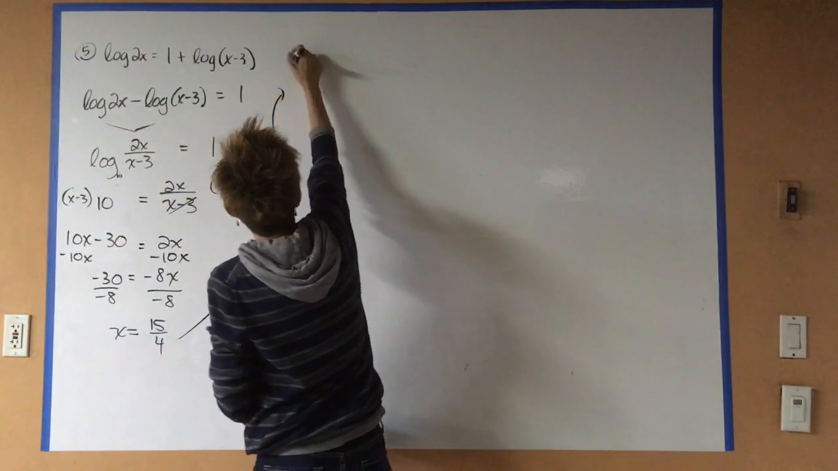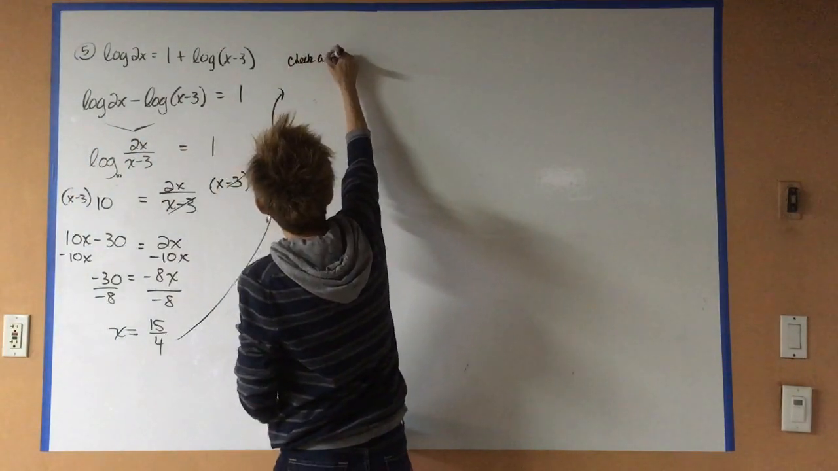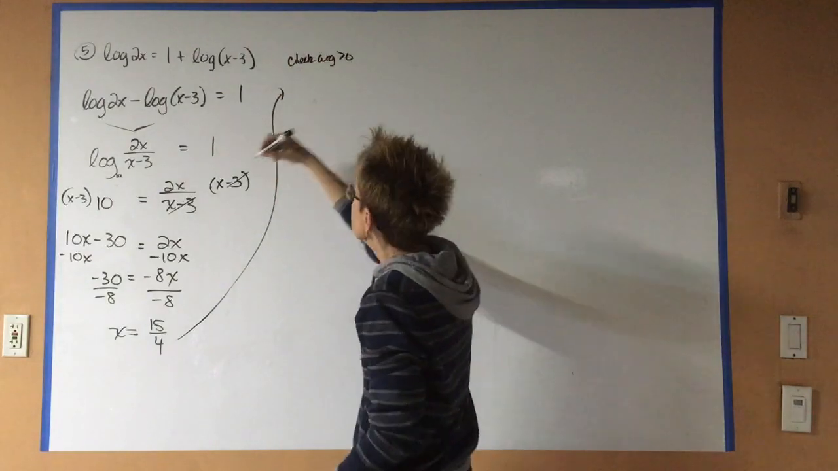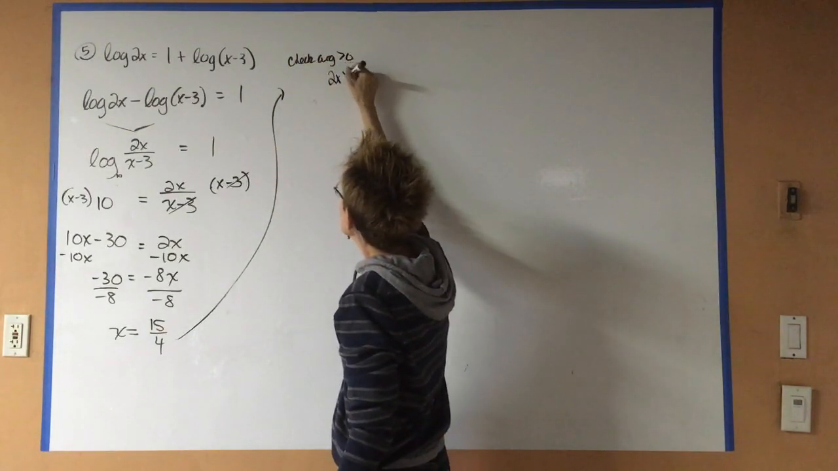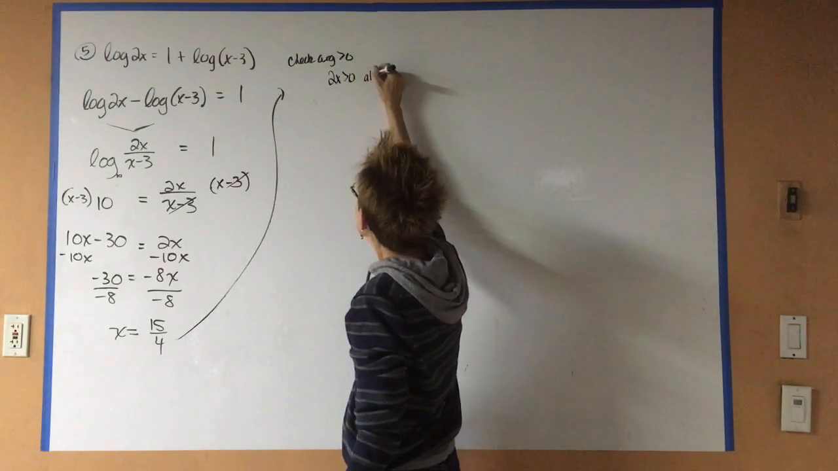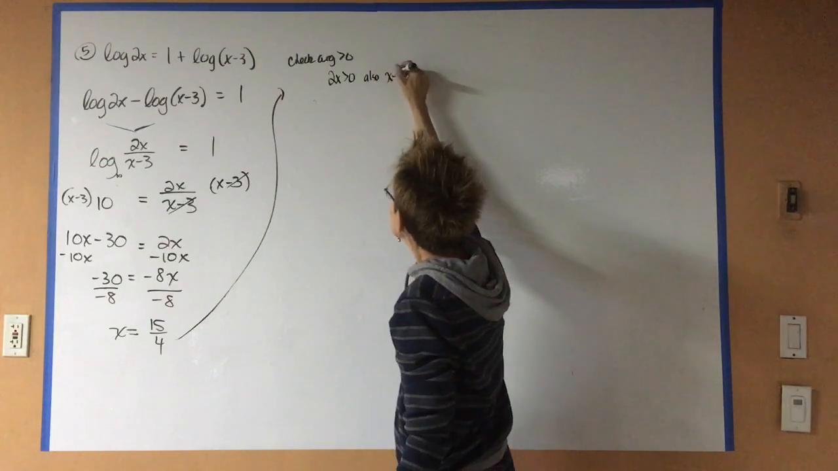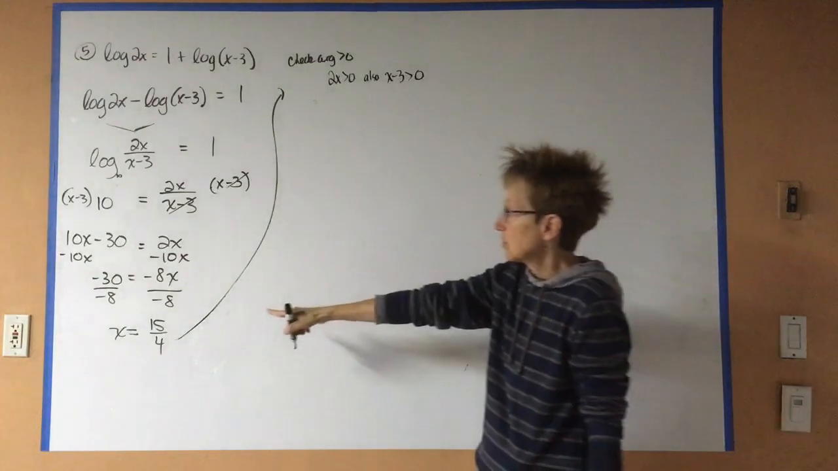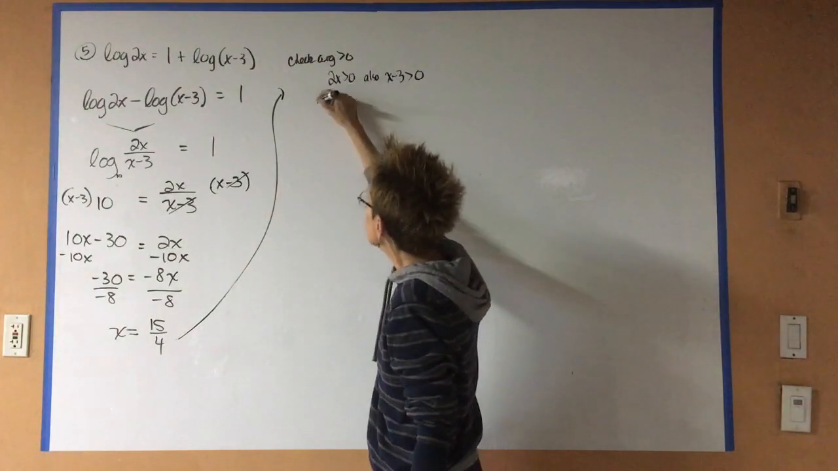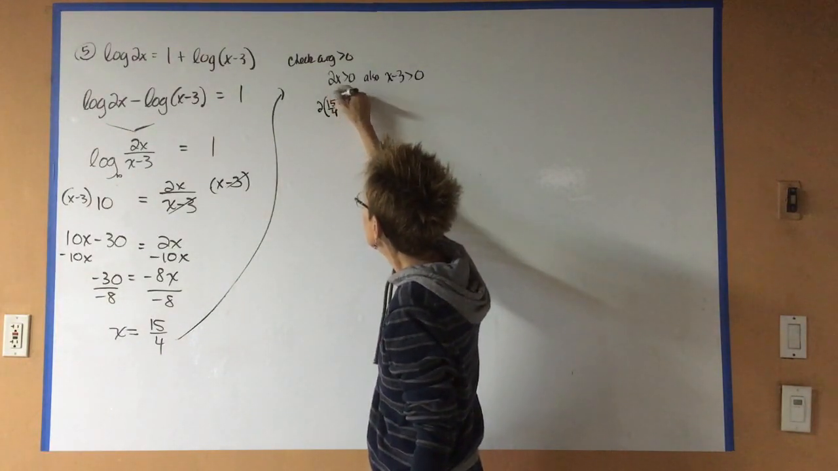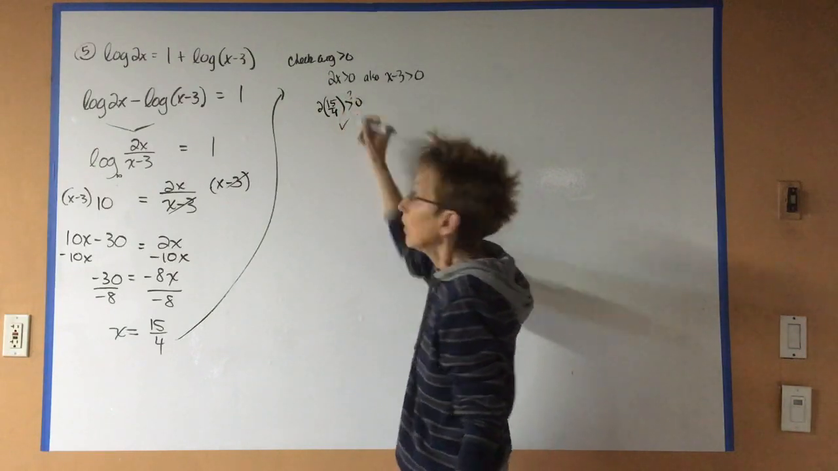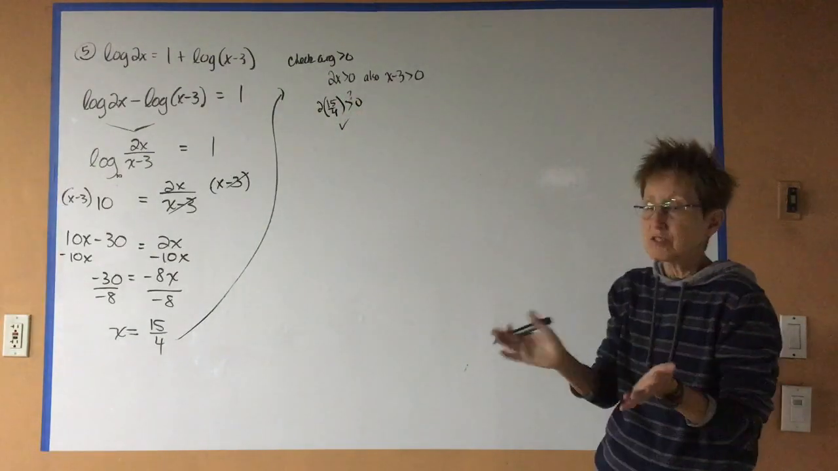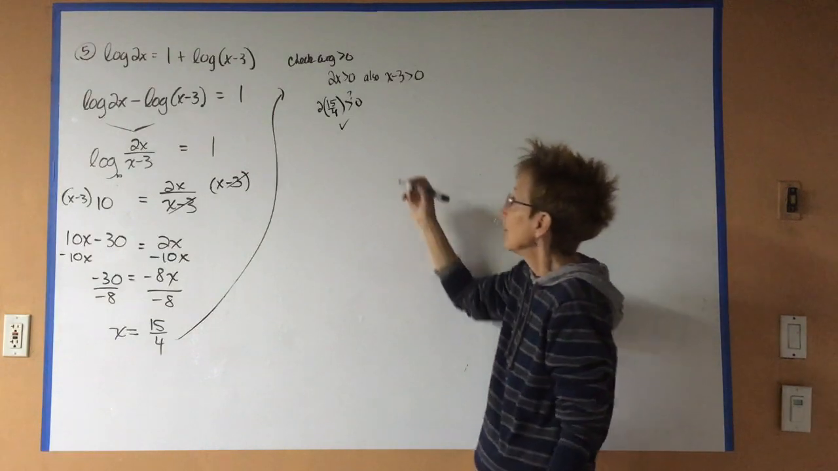So let's see, check argument greater than 0. And there are two arguments here. One of them is 2x greater than 0. Also, x minus 3 needs to be greater than 0. They both need to work. My answer is 15/4. So if I take 2 times 15/4, will I be greater than 0? Yes. I don't even need to figure it out, it's two positives, and so I'll get a positive.